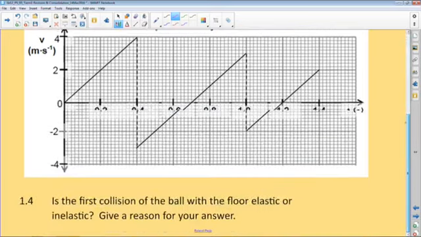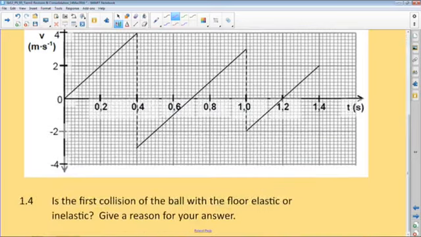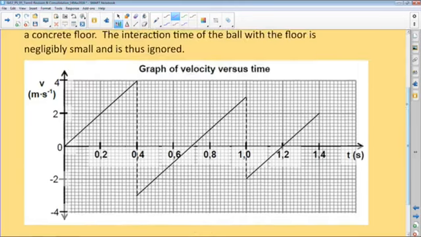And then the last question to do with this one, which we'll do before I give you a break, is the first collision of the ball with the floor elastic or inelastic? So we're trying to remember stuff. Hopefully you would have done elastic, inelastic collisions in momentum. So you're going, I've actually really explained it to you. It's got to do with this. It hits the ground with a velocity of 4 and rebounds with a velocity of 3. Okay? There's a change in velocity. That means it's got to be inelastic.